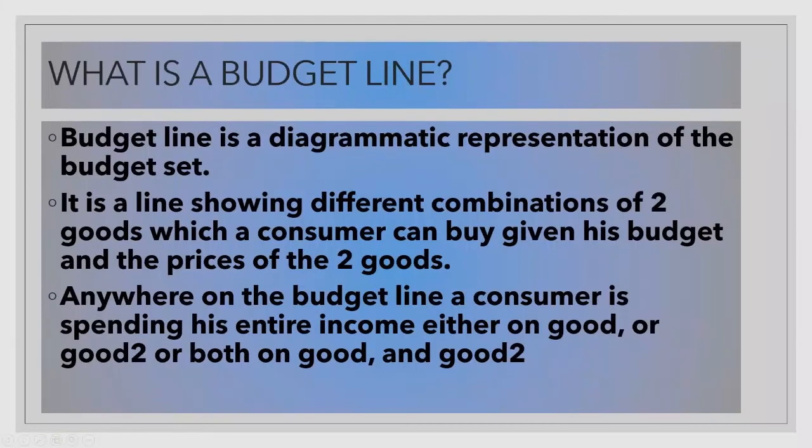What is a budget line? A budget line is a diagrammatic representation of the budget set. It is a line showing different combinations of two goods which a consumer can buy given his budget and the prices of the two goods. Anywhere on the budget line, a consumer is spending his entire income either on good 1 or good 2 or both on good 1 and good 2.